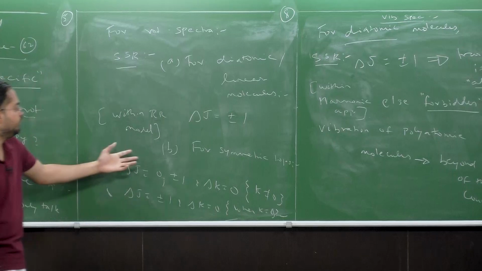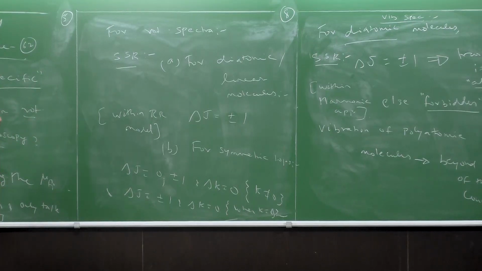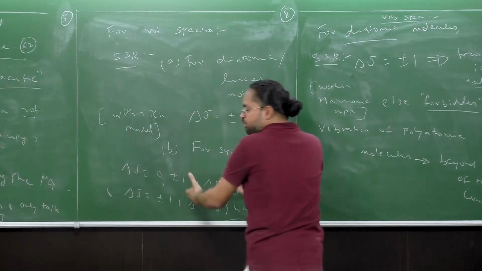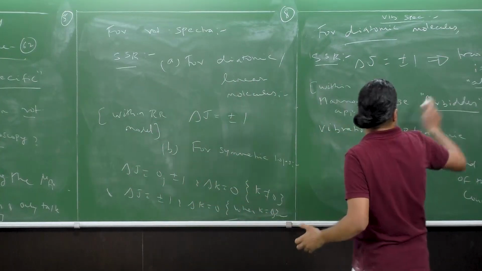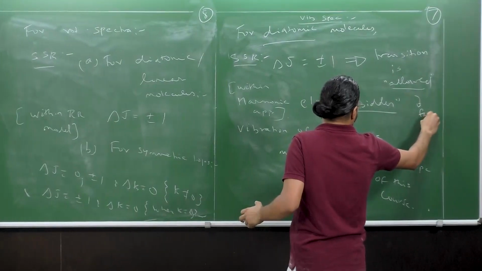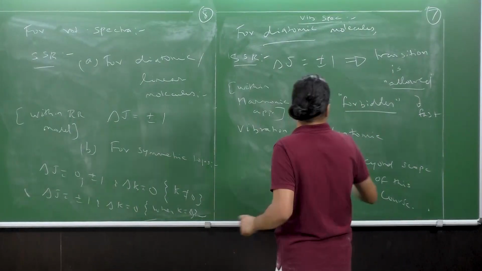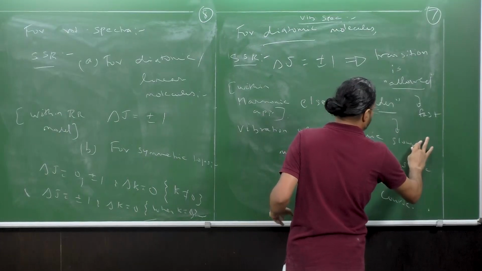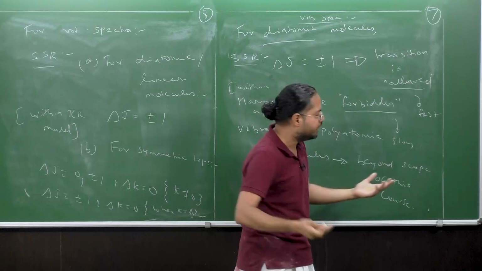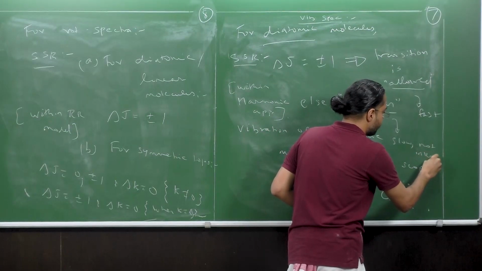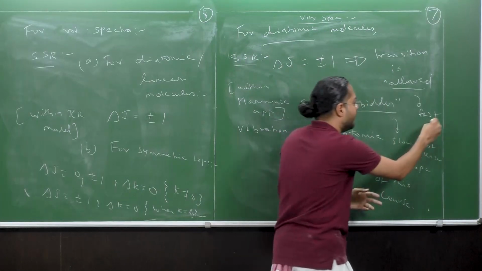Okay, so please note these selection rules. When these selection rules hold good, the transition is allowed and fast. Otherwise, it's forbidden and slow, and I would say not intense. So it is going to be fast and intense.